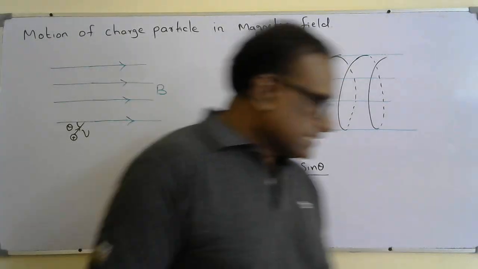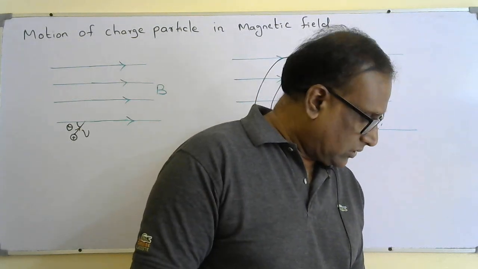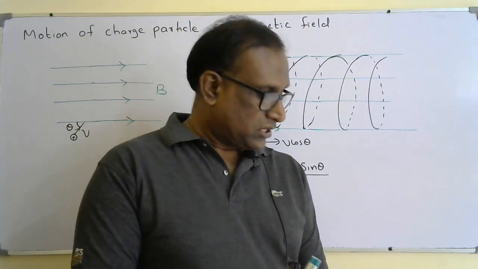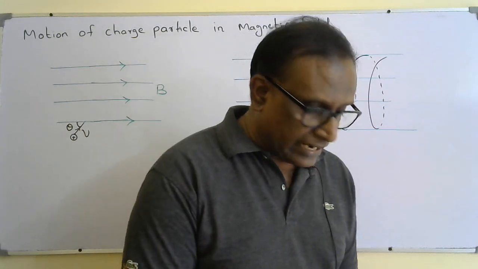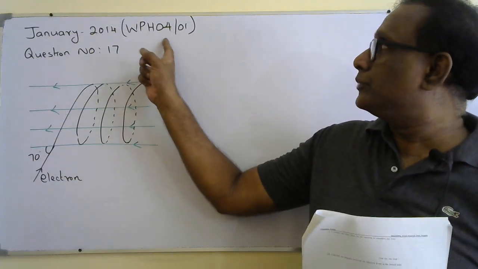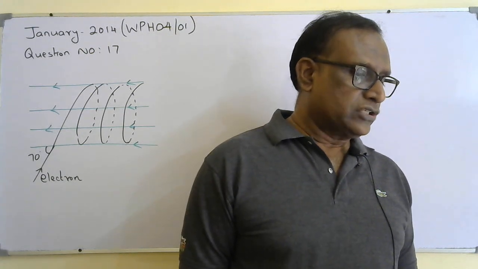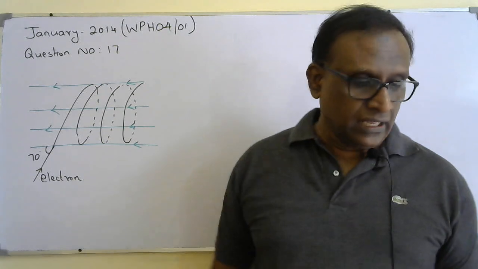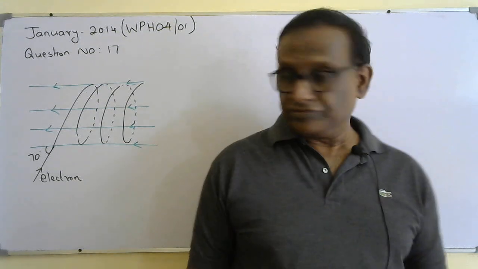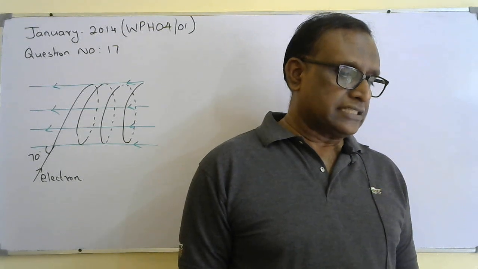Based on this idea, there was a question in the exam paper, January 2014, WPH04, question number 17. I'll discuss it now. This diagram is given. An electron traveling at 1.8 times 10 to the power 6 meters per second enters a uniform magnetic field at an angle of 70 degrees to the field lines. The electron moves in a helical path as shown in the diagram.